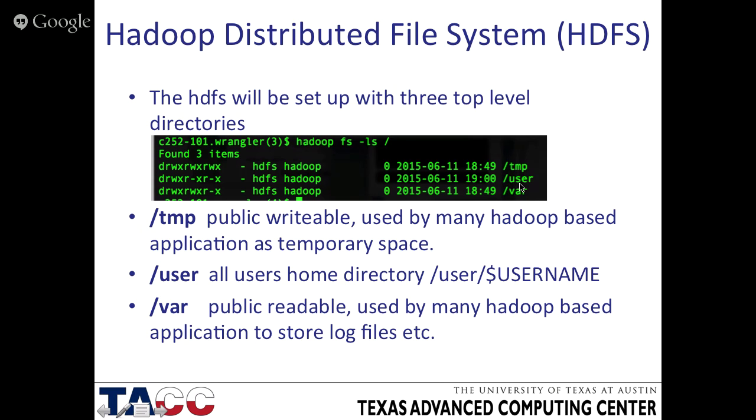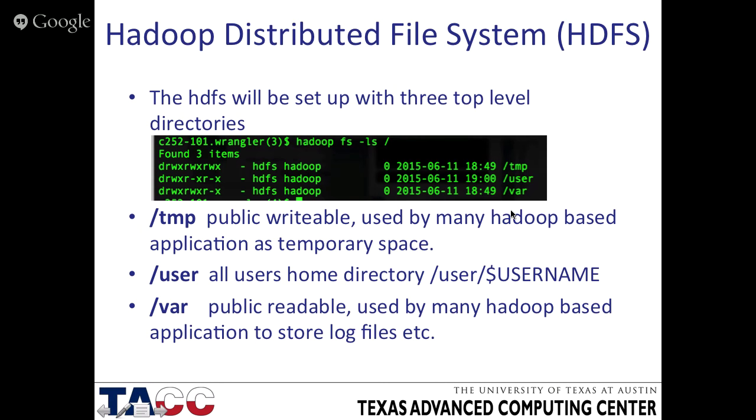The other top-level directory is /user. That's equivalent to the /home we have for the home file system. Each user will have a directory in there. That directory will by default only be accessible by that user. It is /user followed by your username. That directory is automatically created at the time of the reservation running, based on which users are assigned to the reservations. If you are added to the reservation after the Hadoop class is already running, you may not have that home directory. If that's the case, you can just let us know. We can create one for you.